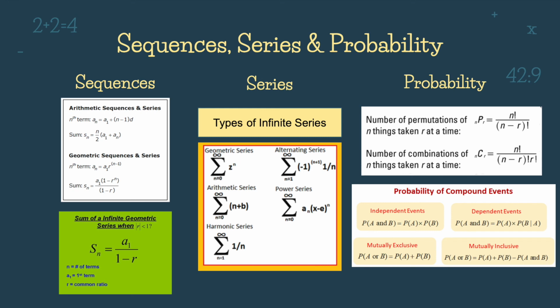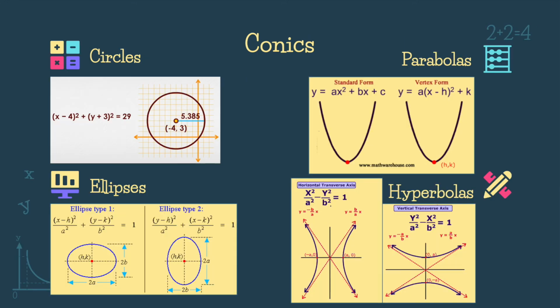See our video on probability and statistics for a more in-depth look at this topic. There are 4 basic conics: circles, parabolas, ellipses, and hyperbolas, whose formulas and graphs are as shown.